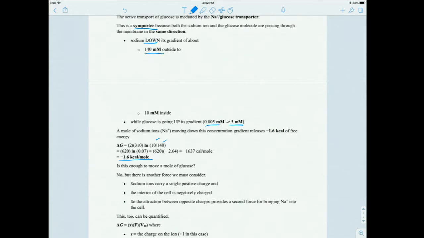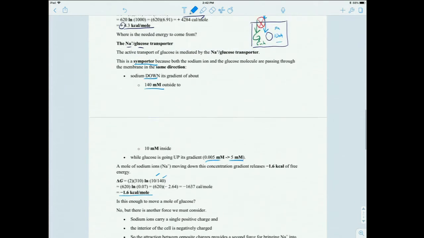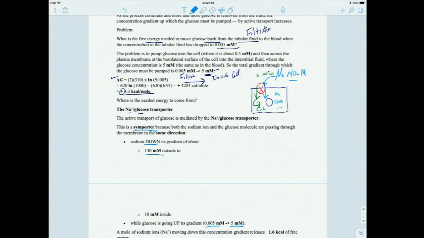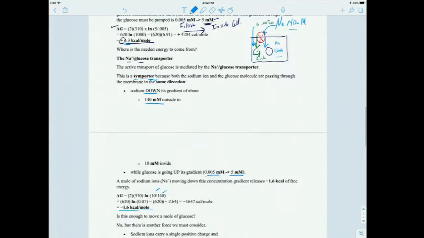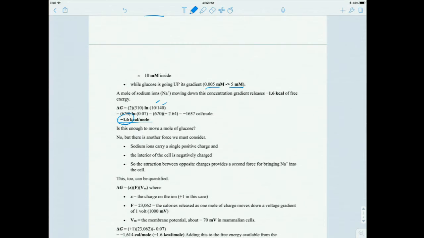Is this enough to move a mole of glucose? Well, no. How much did we need to move glucose from here to here? We needed 4.3. Well, 4.3 is quite a bit more than 1.6. So simply taking a sodium molecule and letting it go down its concentration gradient is not going to give me enough energy.